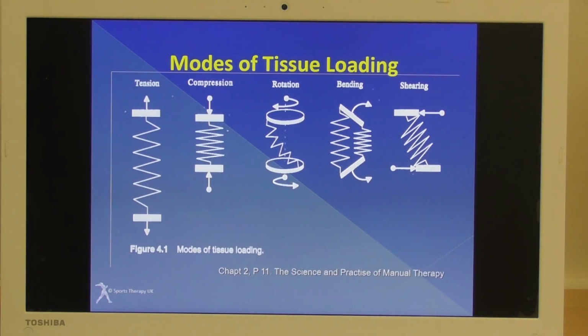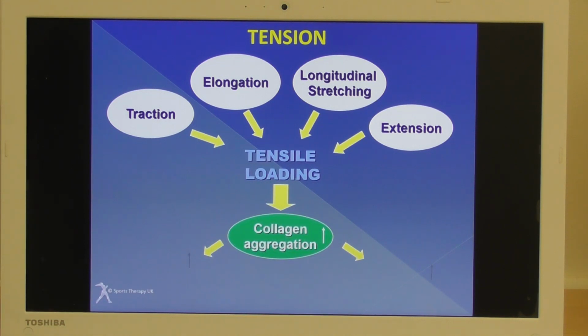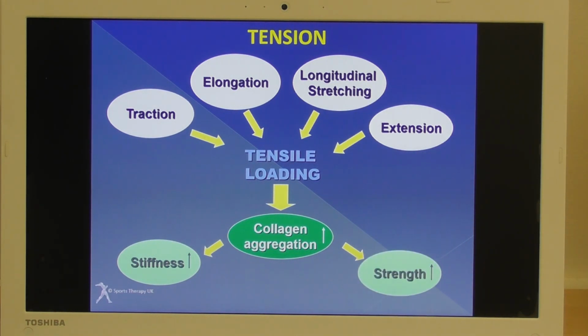So up on the screen here we've mentioned this tension, we've got compression, we've got rotation, we've got bending, and then we've got shearing. So tension, that mode in which we work, we're thinking about elongation, extension, we've got longitudinal stretching, we've got traction. When these are all brought about to the tissue underneath, we get collagen aggregation, so collagen is laid down. It then increases in stiffness, but also increases in strength. So collagen can be our friend and also our foe. So we need to bear that in mind when we're doing certain techniques repeatedly, because what are we trying to change?